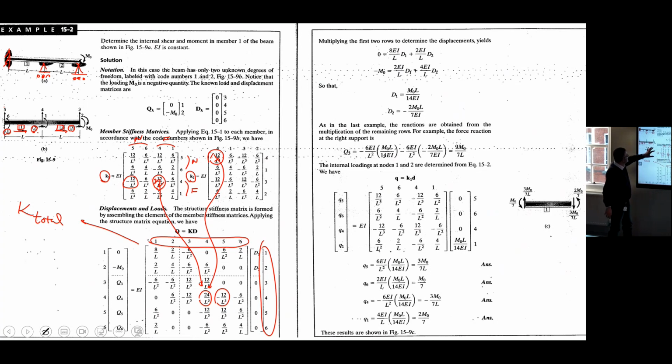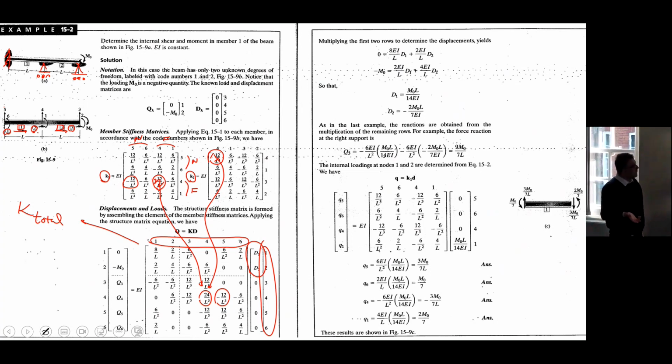These depend on what you number here, but this is always like 1, 2, 3, 4, 5, 6. So we have a 6 by 6. This is the deformations. This is the forces. Again, D1 and D2 are unknowns. Why? D1 and D2, rotations at nodes number 2 and 3 are unknowns.